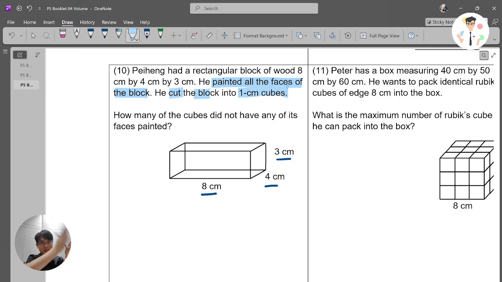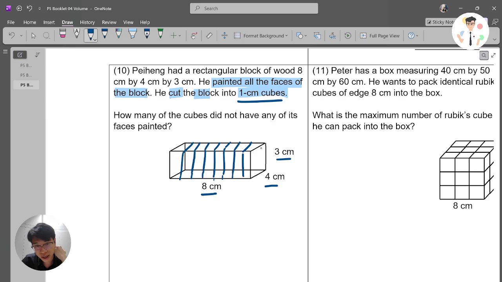Then I cut. Again, the keyword here is what? 1 cm cubes. Means that if I have 8 cm here, I cut into how many parts? I cut into 8 parts. 1, 2, 3, 4, 5, 6, 7, 8. So as you can see here, I cut into 8 parts already. And again, it's a 1 cm cube.